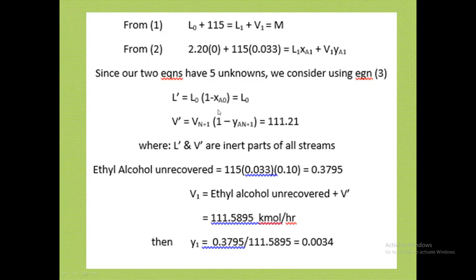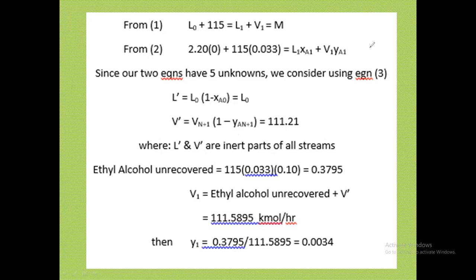I'm referring to the solvent. Your V prime is your V sub n plus 1, which is 115, times the quantity 1 minus 0.033. Now, we are actually accounting for in here the presence of air only in our feed. And air is just 111.21. So, I have placed in there that the L prime and the V primes are the inner parts of our streams. Now, the ethyl alcohol unrecovered, the thing that remains in V1, is actually 10% of what entered.